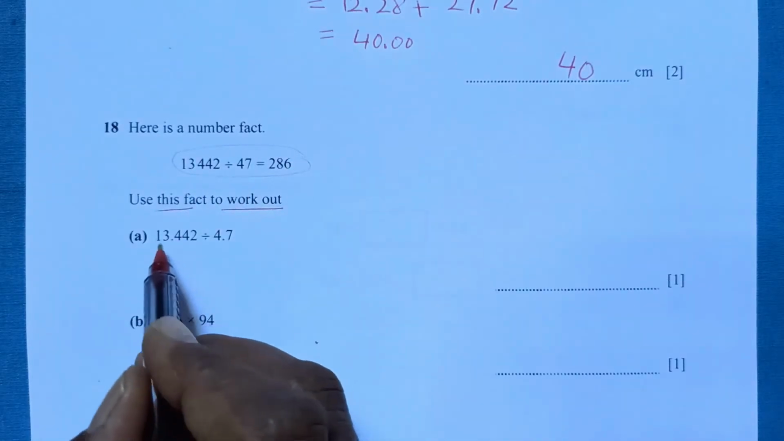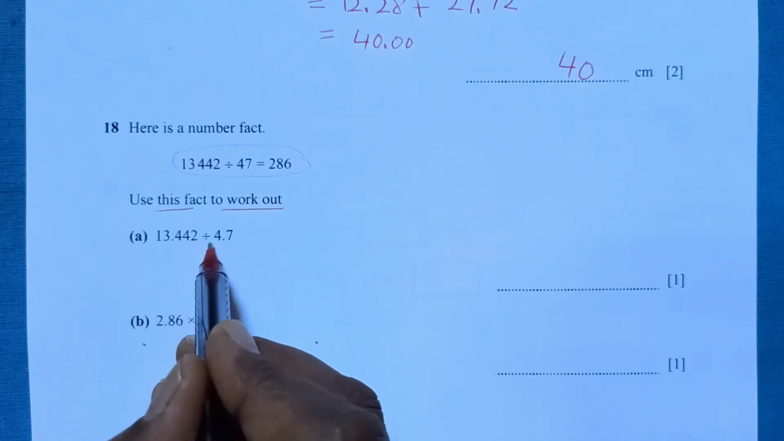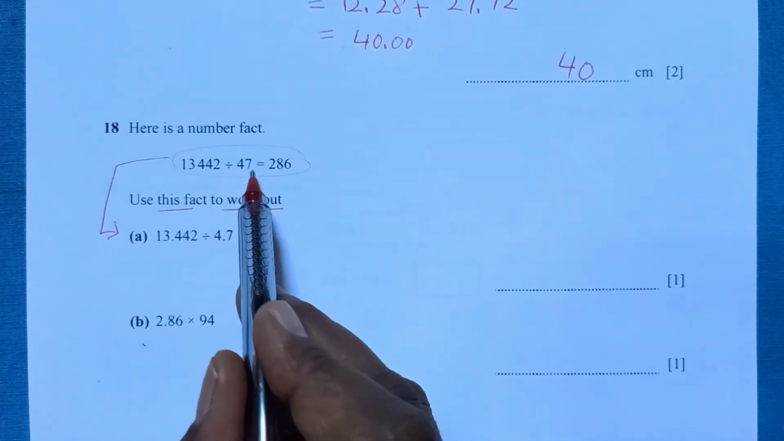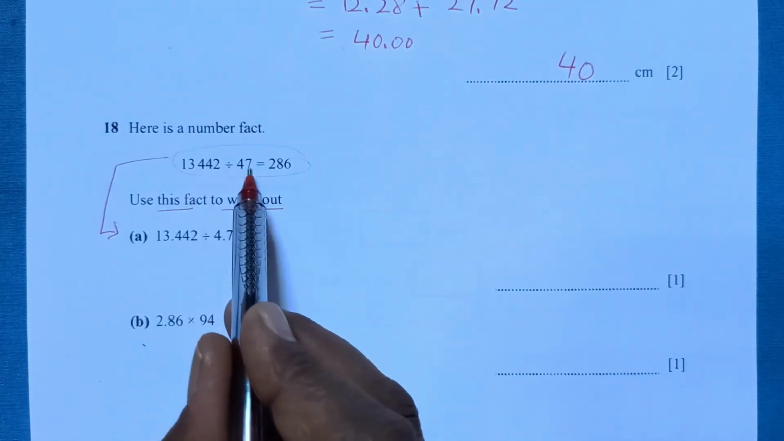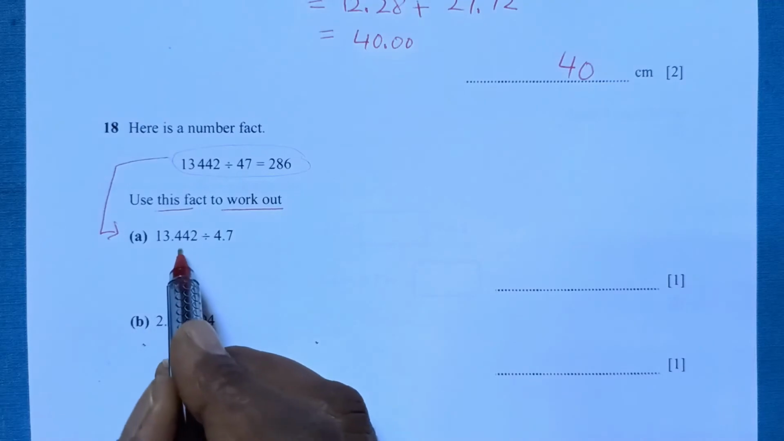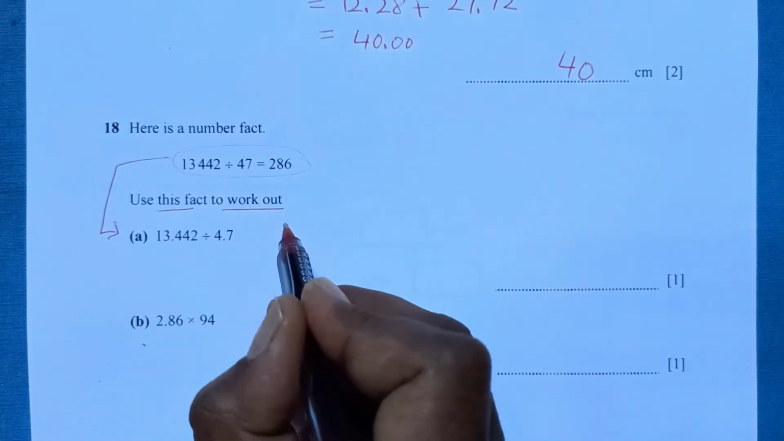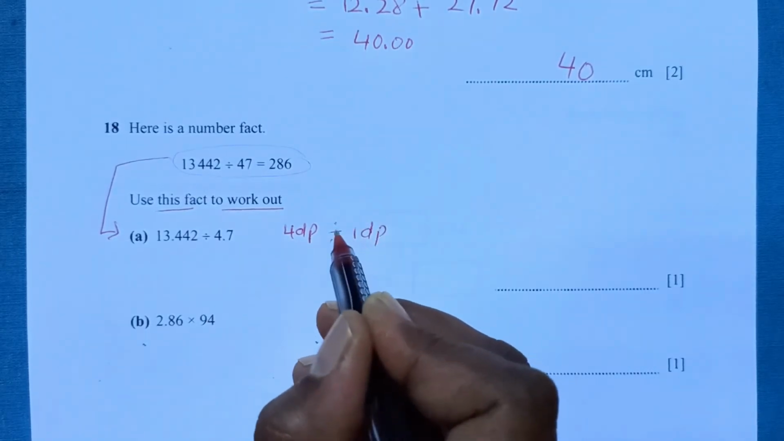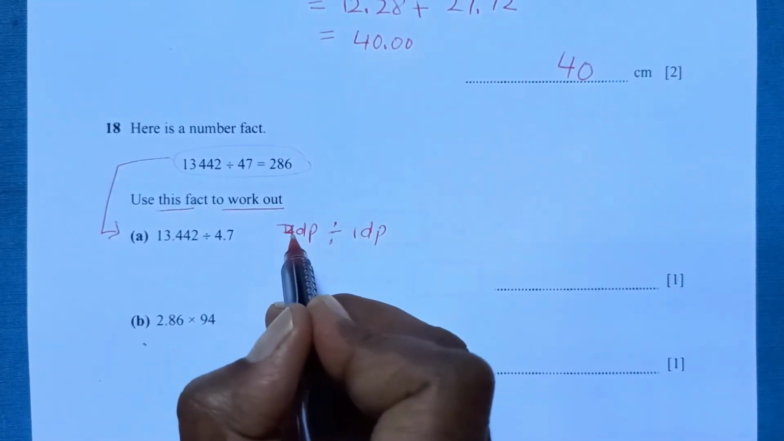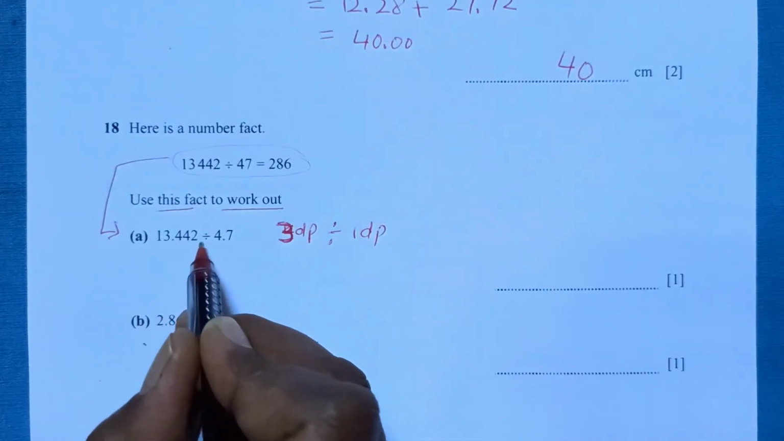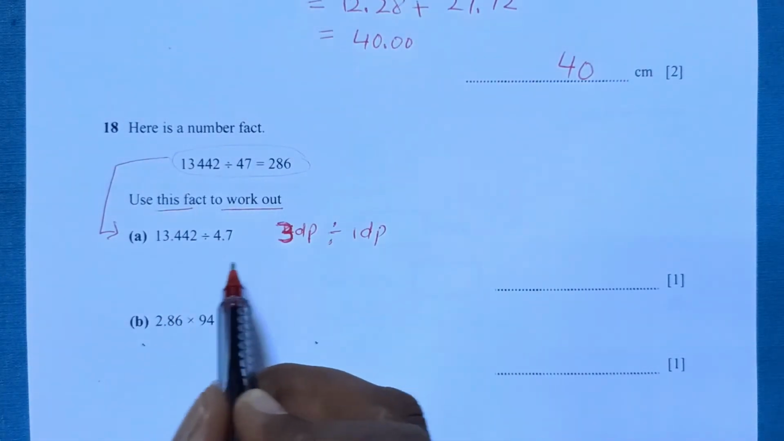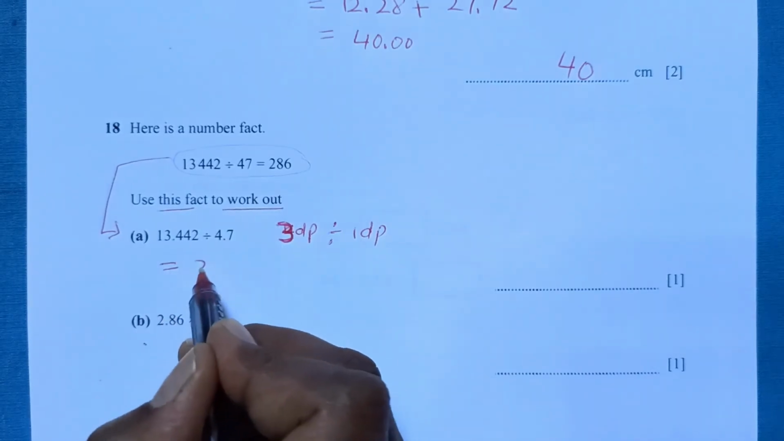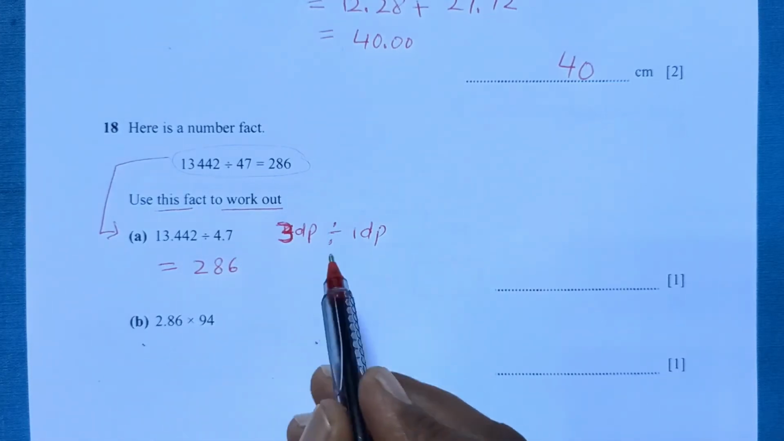Now here, 13.442 divided by 4.7. If you compare these two, you can see they are similar. The only difference is the decimal part. We have 3 decimal places here, 1, 2, 3, and divided by a number with 1 decimal place. But the answer will remain the same because the numbers are the same. So it is going to be 286, but with decimal places.